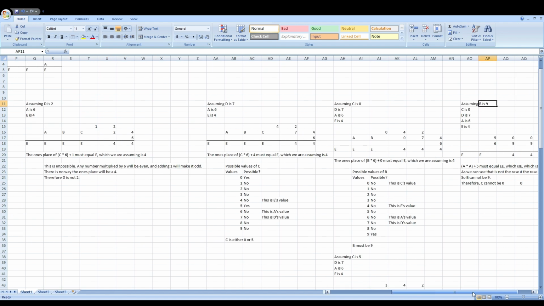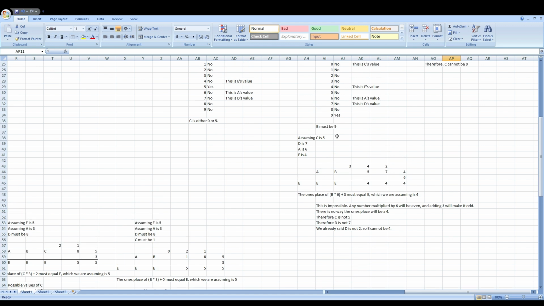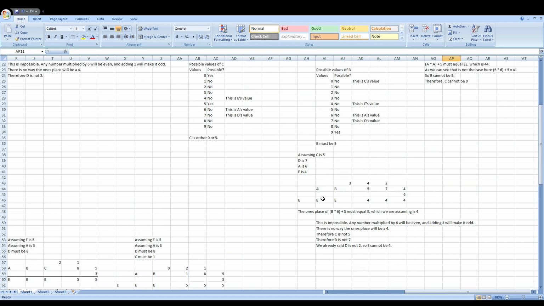All right, now that's not the end of the world, because we said that C could be either 0 or 5. Assuming C is 5. Again, we plug that in. D is 7, A is 6, E is 4. Now, again, that equation is B times 6 plus 3 equals E. We run into the same problem that we ran into before.